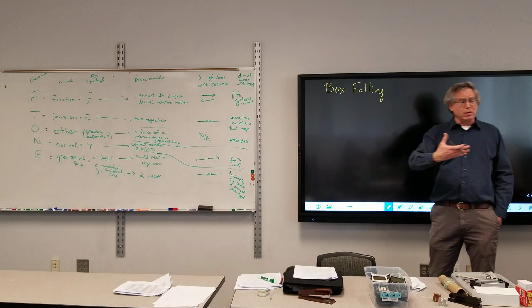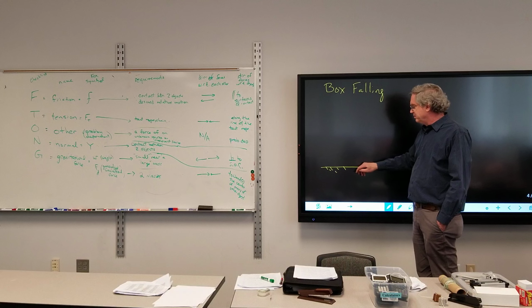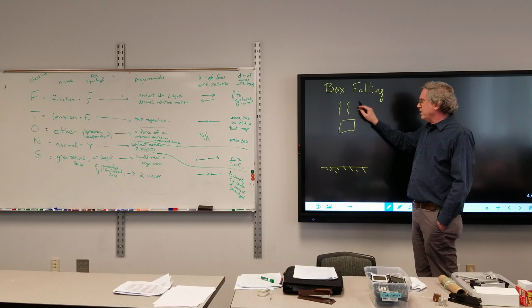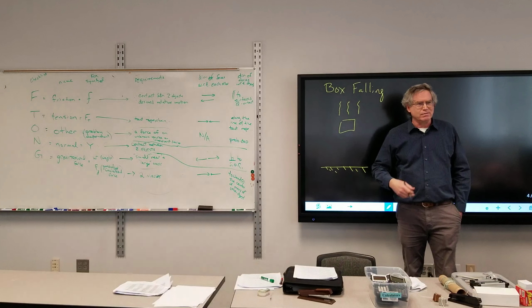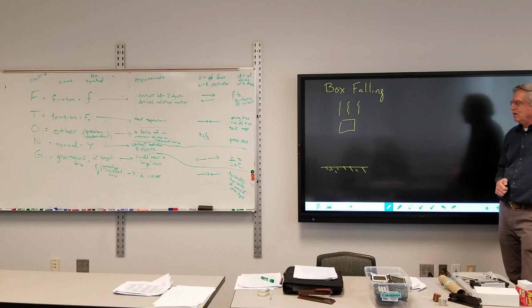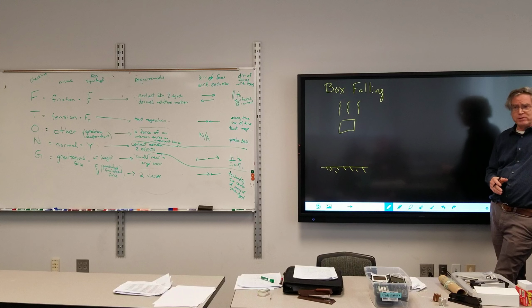All right, so the first thing I do is I'm going to draw a picture of what's happening here. So I have the ground and I have a box that is falling. And we're ignoring air resistance, but I'm going to put those there to indicate the downward motion. So first thing, draw the picture.